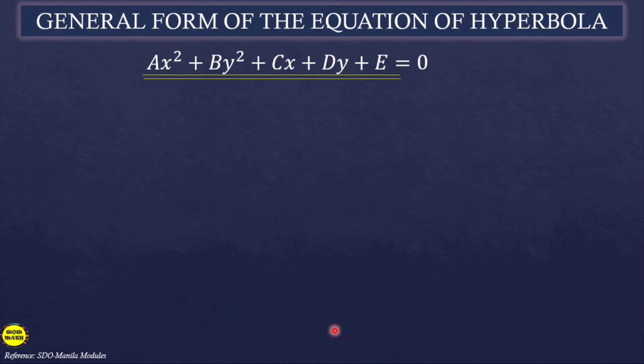Next, general form of the equation of hyperbola. So this is the last type of conic section, hyperbola. The general form is ax squared plus by squared plus cx plus dy plus e is equal to 0, kagaya ng ellipse. So anong pinagkaiba niya? Yung where AB is less than 0. Kung sa ellipse, AB is greater than 0, sa hyperbola, AB is less than 0.